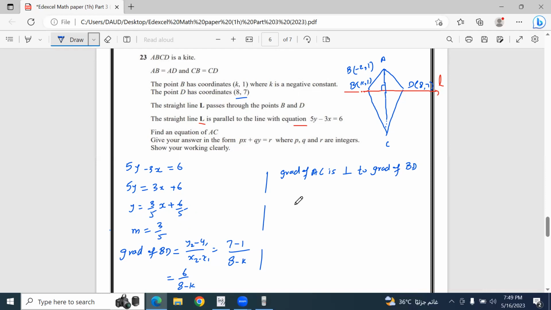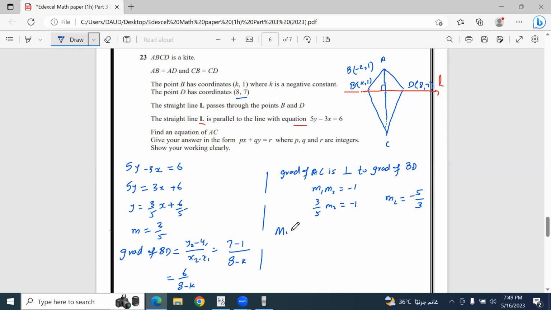And the gradient of BD is 3 over 5. So we can apply: when two lines intersect at 90°, they are perpendicular to each other, so M1 M2 is equal to minus 1. M1 is 3 over 5. We are looking for the second gradient, which gives us M2 equal to minus 5 over 3. So this will help us. One more thing, we need the midpoint of BD because the line AC passes through the midpoint of BD.